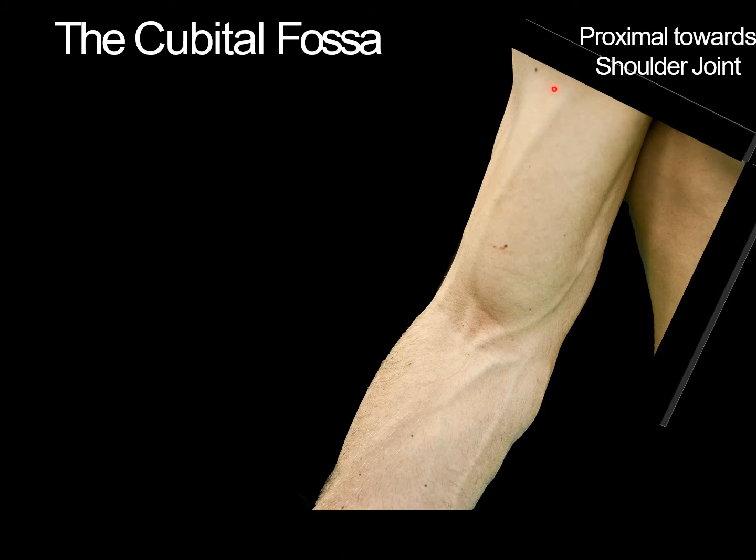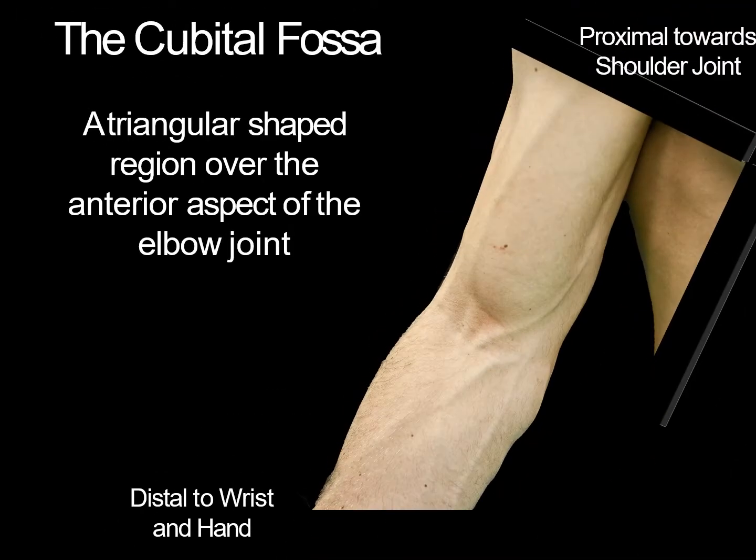Proximally we have the shoulder joint. Cubital fossa is present in front of the elbow joint. So proximal to the cubital fossa we have the shoulder joint, and distal to the cubital fossa we have the wrist joint and the hand. Basically, cubital fossa is a triangular shaped structure which is present in front of the elbow joint. So this is the boundary of cubital fossa.